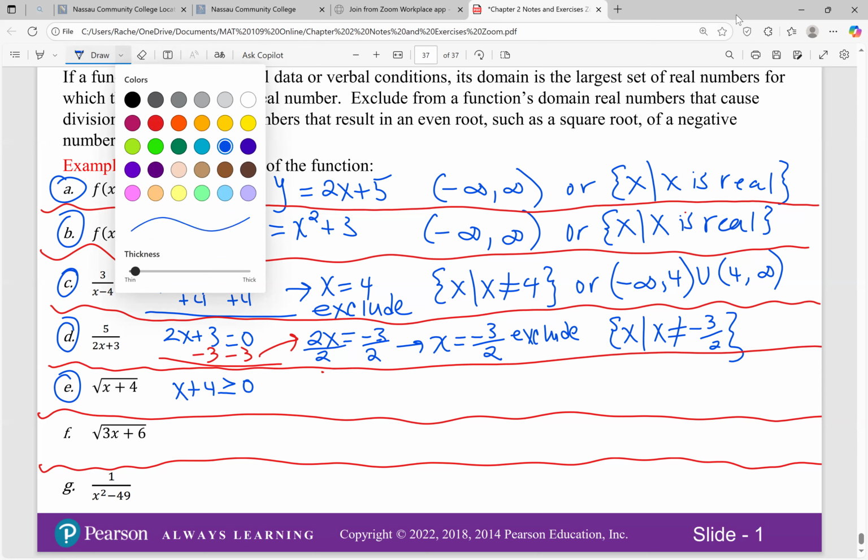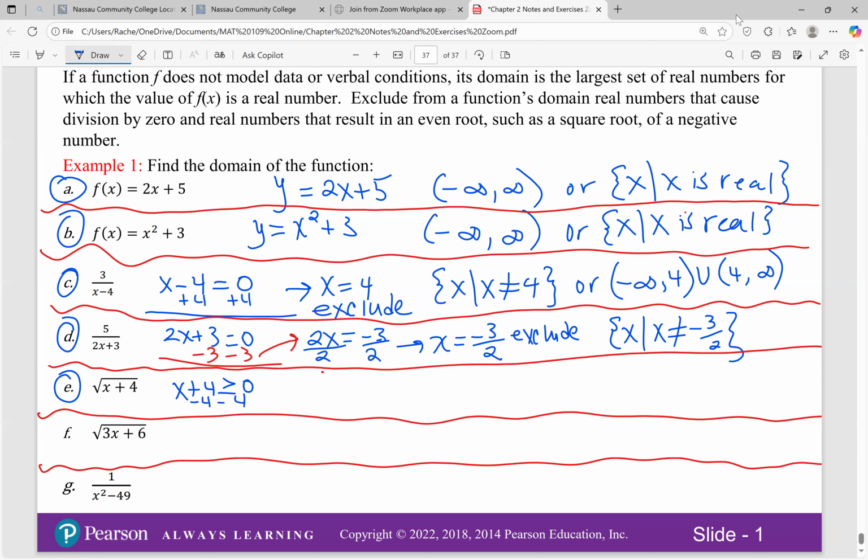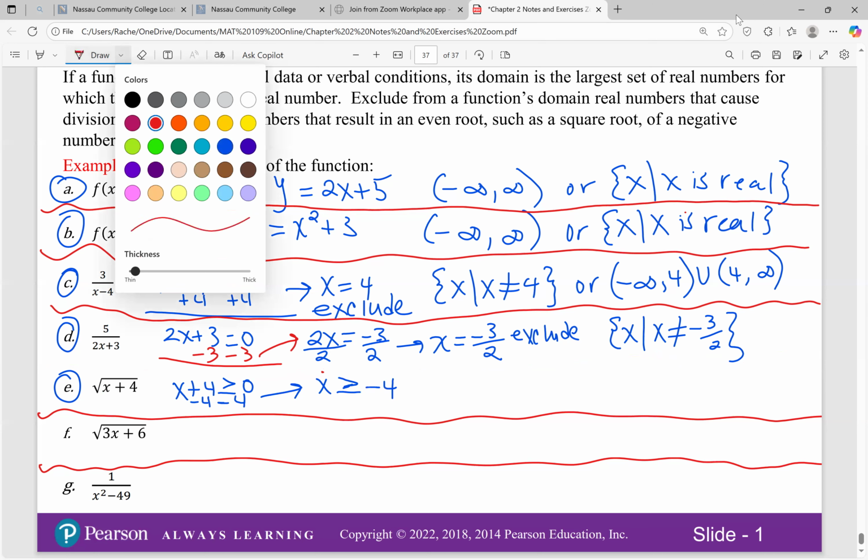And now solve. So if we subtract 4 from both sides, we're going to have x is greater than or equal to negative 4. So let's rationalize that, right? Let's use -4 because we're saying that x could be greater than or equal to -4. If we were to plug -4 in for x, we would have -4 plus 4, which is 0. And the square root of 0 is 0.